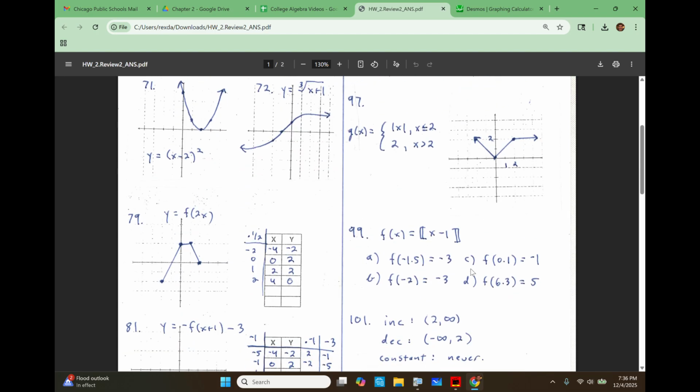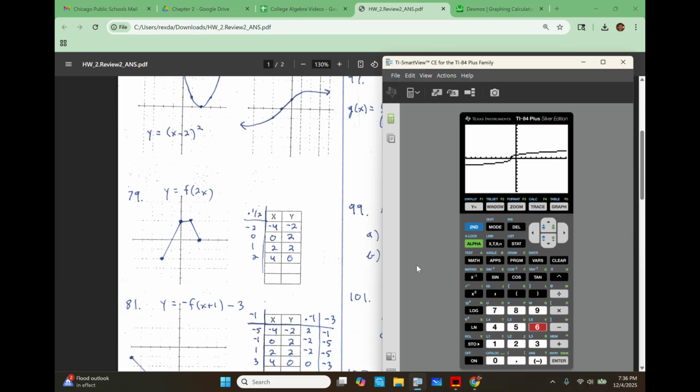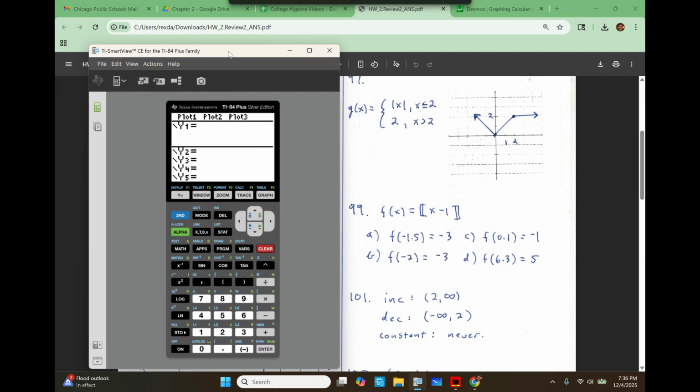Okay, so 99, this is that greatest integer function again. And this one, again, I'm going to show you on the TI. So let's flip this over here so we can look at both together. Okay, so I'm going to put in greatest integer function. So that's under math and then num. And again, that's where absolute value is. And then greatest integer is down here at number 5, of x. Close that up. And then let's graph that.